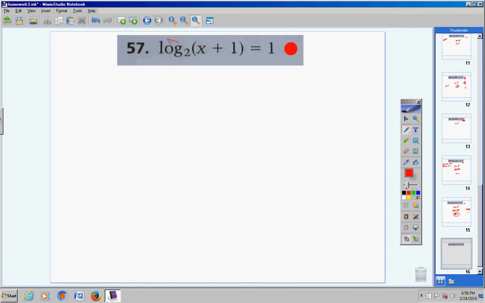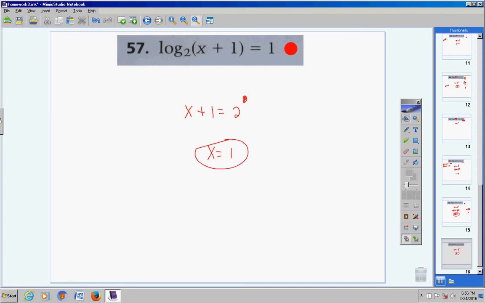Alright, 57. Step 1, isolate the logarithm. Well, here's the word log. Here's the argument. So it's totally isolated. Step 2, write this exponentially. So x plus 1 equals 2 to the 1 power. 2 to the 1 power, of course, is just 2. Bring the 1 over and make it negative, and x equals 1.